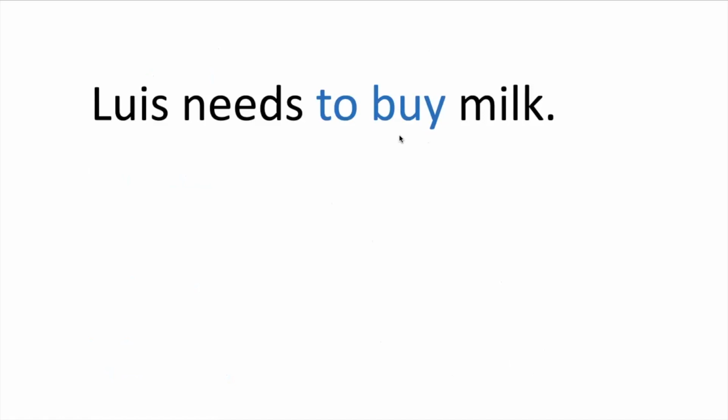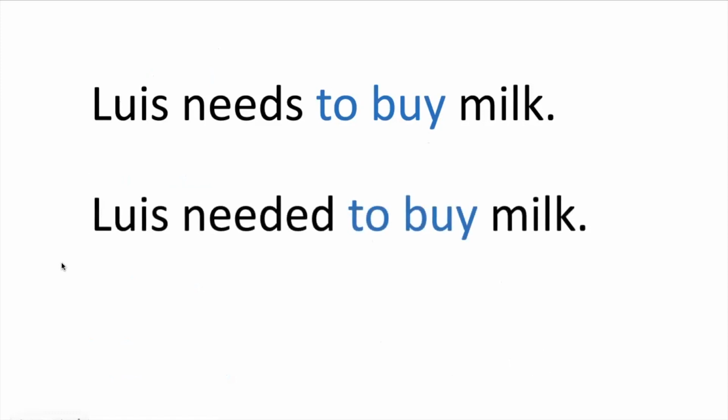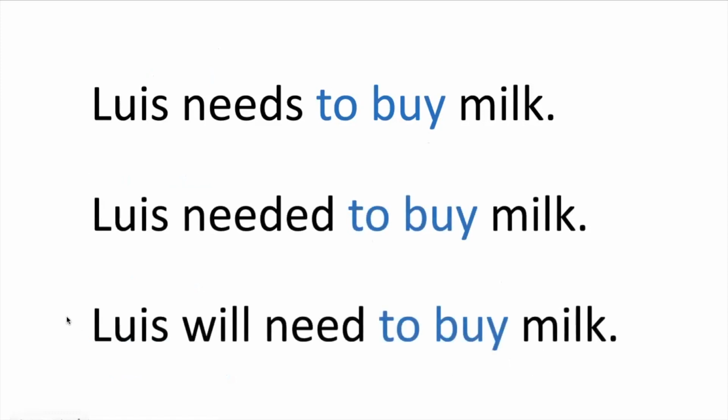Now, the infinitive is not going to change, even if the tense or the number of people in the subject in the first part of the sentence changes. So it's Louise needs to buy milk, present tense. Louise needed to buy milk, past tense. Louise will need to buy milk, future tense. To buy always stays the same. Louise is going to need to buy milk. It will always be to buy, the infinitive.